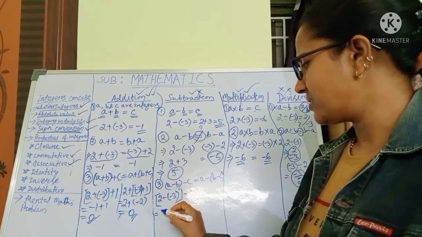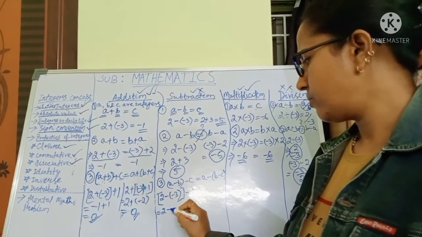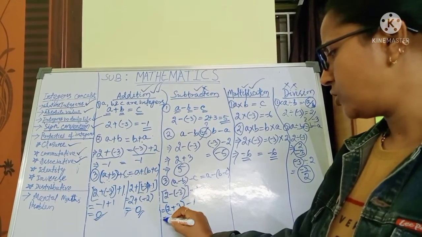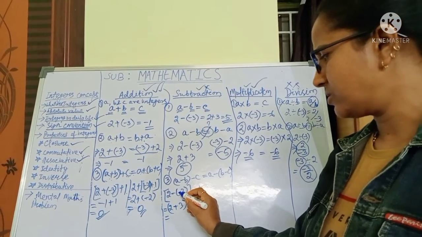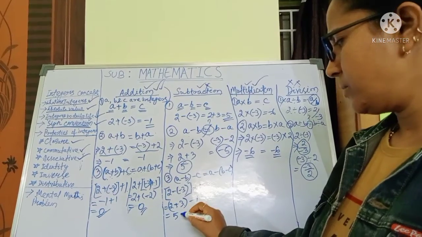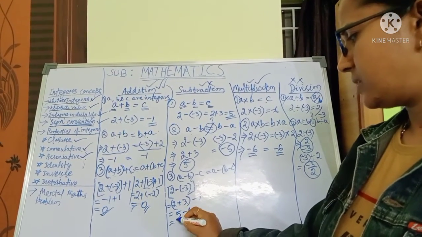So what will be the value here? 2 plus 3, keep in the bracket, and minus 1. 2 plus 3 because minus of minus 3 will become plus. So 2 plus 3 is 5, minus 1. It is nothing but 4.